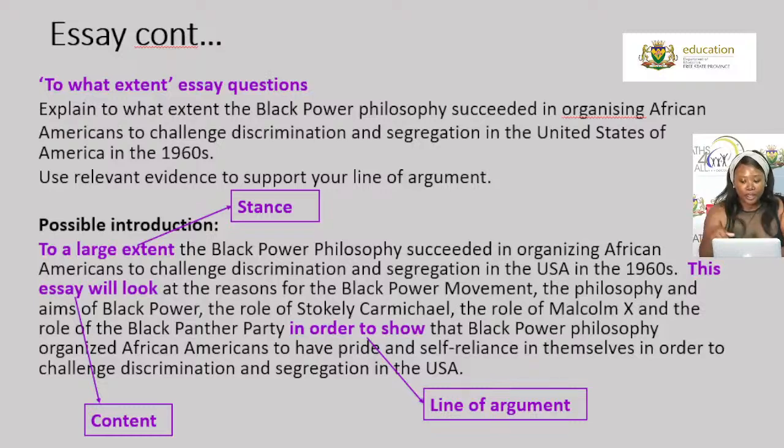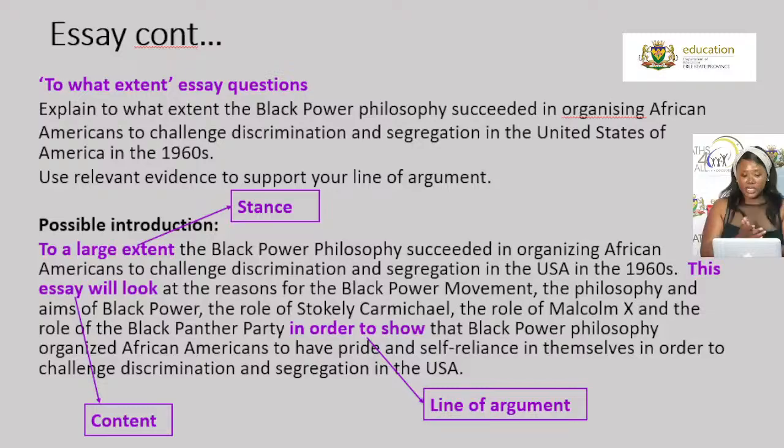And then the content. It says, this essay will look at the reasons for the Black Power movement, the philosophy, the aims of the Black Power movement, the roles of leadership, and the roles of the Black Panther Party, in order to show. This is where you make the person who's going to be reading this essay aware that now your line of argument is coming in. To show that the Black Power philosophy organized African Americans to have pride and self-reliance in order to challenge discrimination and segregation in the USA.